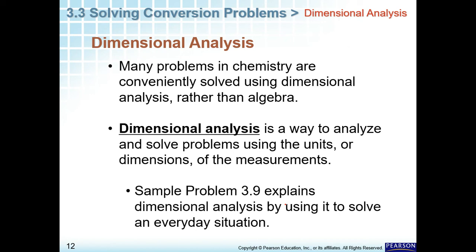So in many problems in chemistry we want to be able to convert between different units. And instead of using algebra, we use something called dimensional analysis. This is defined as a way to analyze and solve problems using our units or our dimensions. And the whole point of it is to cancel our units that we have. So we're going to work through an example here on the next slide to help us solve an everyday situation.